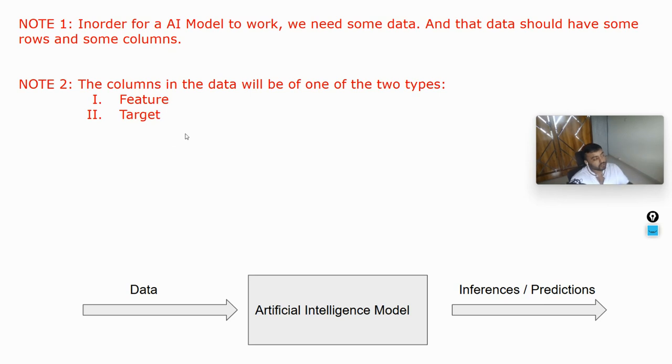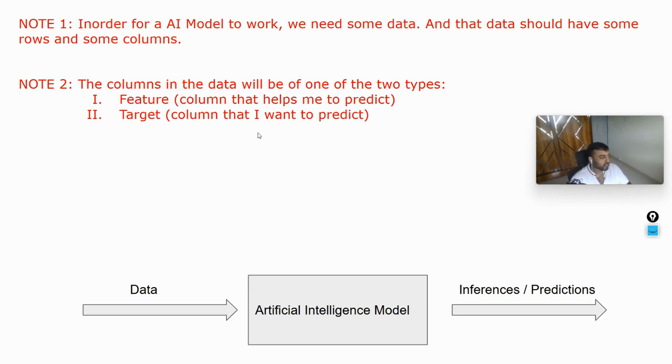Feature columns are those columns that help me to predict. Target column is that column that I want to predict. Let's understand the difference between a feature column and a target column with the help of an example.